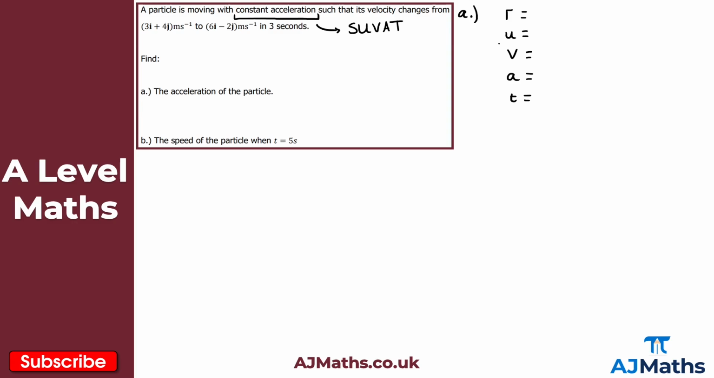For U, that's the initial velocity, so that would be 3i plus 4j. We've got 3i plus 4j there. For V, that's our final velocity, or our velocity at time t, so that would be 6i minus 2j.